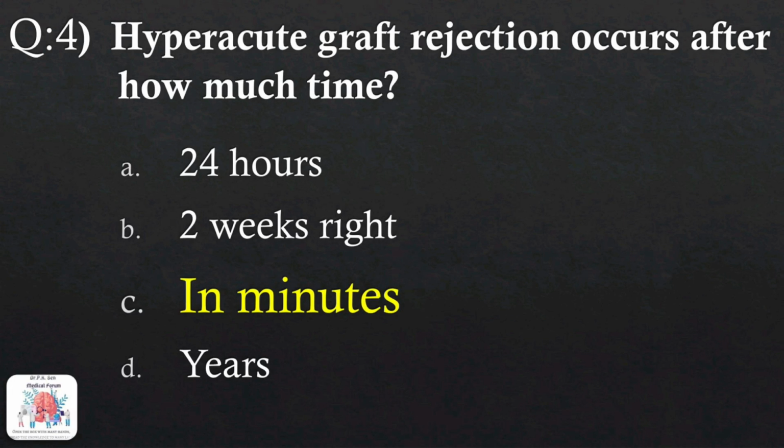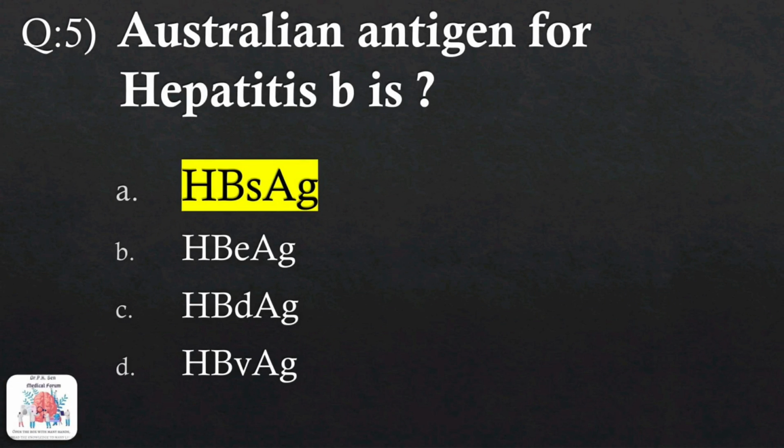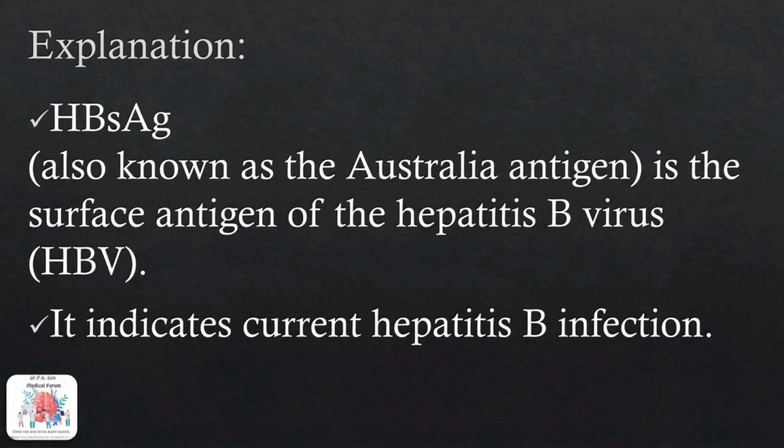So, with this we come to the last question of today's MCQ series. Question number 5. Australian antigen for hepatitis B is option A, HBsAg, option B, HBeAg, option C, HBdAg, and option D, HBVAg. So, the correct answer to this question is option A, HBsAg.